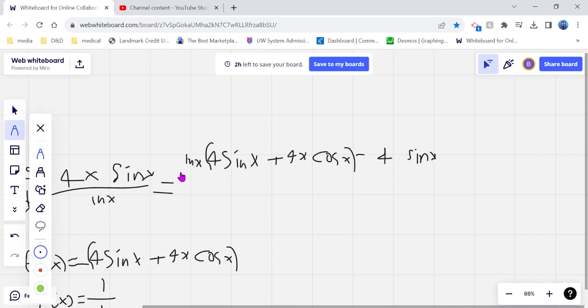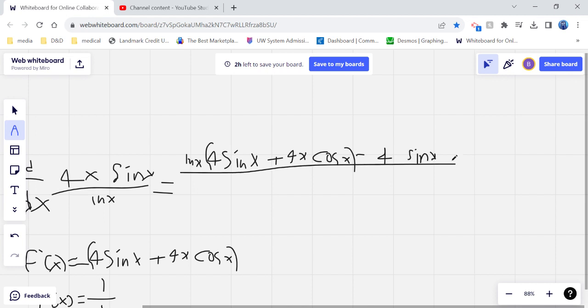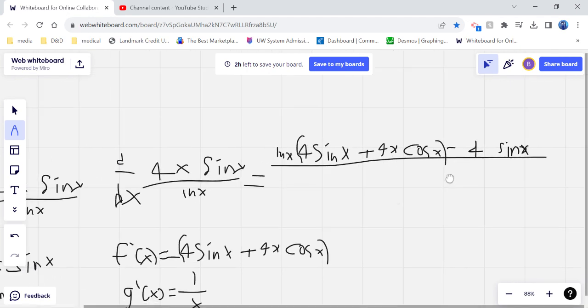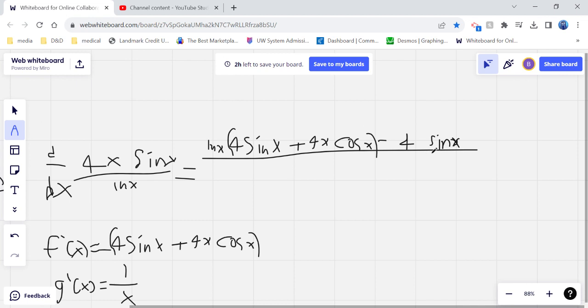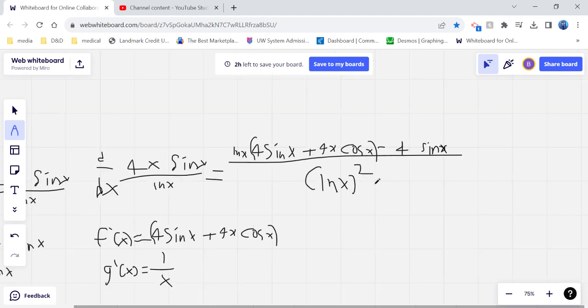If that makes sense, I hope you kind of follow along what I did there, that cancellation. So that x from the original function of f, that 4 times x, canceled out with the function g prime of x, right? And that leaves us with 4 times sine of x. And that's over ln of x squared. And that's actually as simple as we can get it.